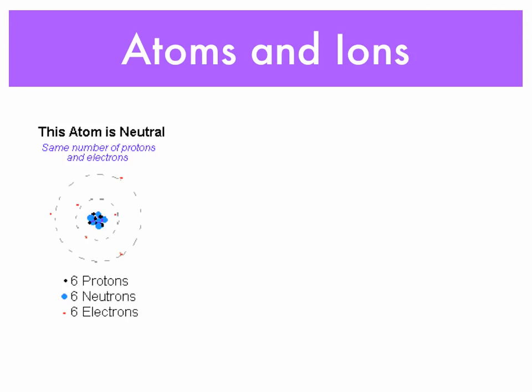So most atoms like to exist in a neutral state, meaning they have the same number of protons and electrons. Therefore, their charge will be neutral. So if you have 6 positive charges and 6 negative charges, ultimately they'll cancel each other out and you'll have no net charge. However, atoms also exist as what we call ions, and these are atoms that actually have a positive or negative charge.